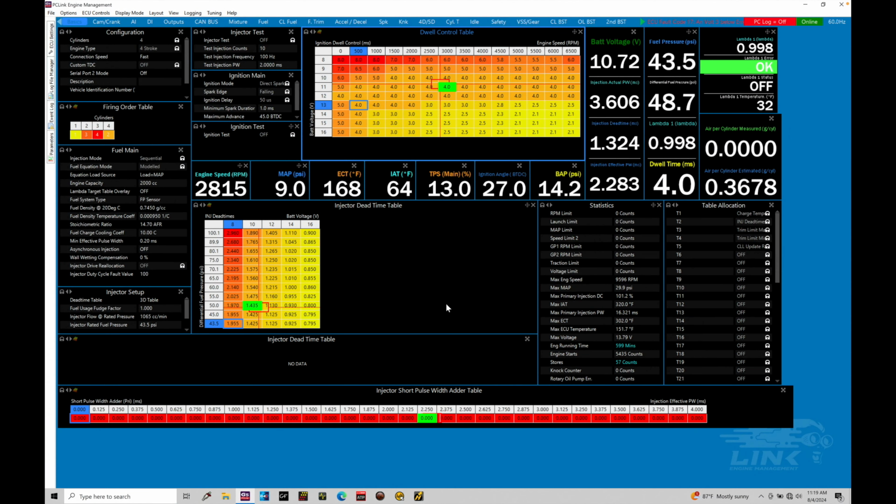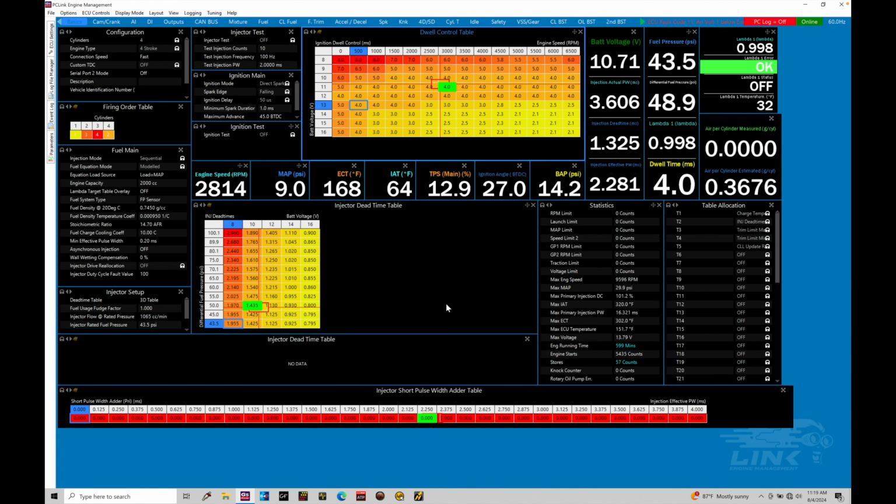Okay, so let's get started. We're going to be taking a look at working with our spark timing modifier tables and programming found in our Link G5 and G4X systems. Now, our spark timing modifier tables are used to offset the spark timing that we're commanding from our main spark timing table. So they're either going to be adding or subtracting spark timing.